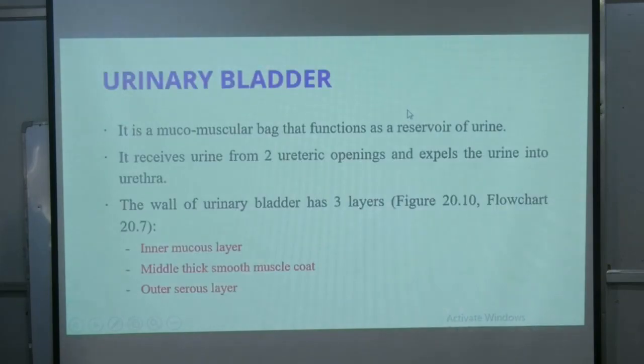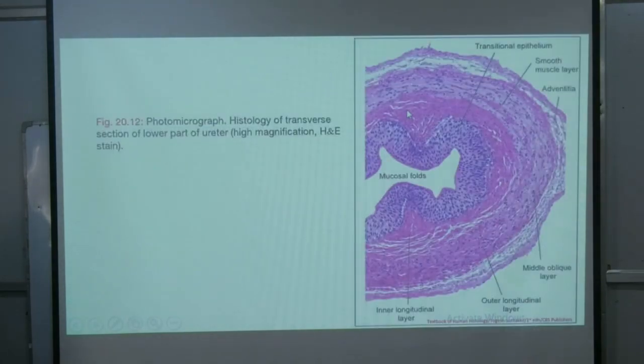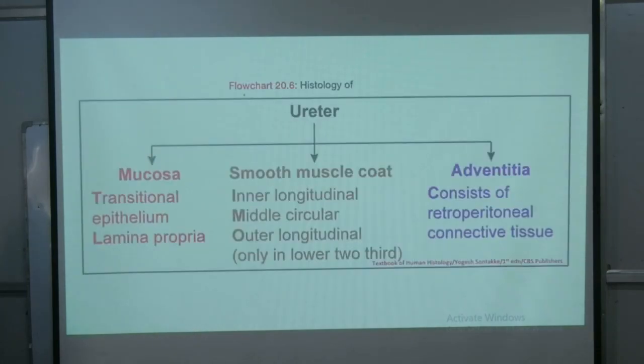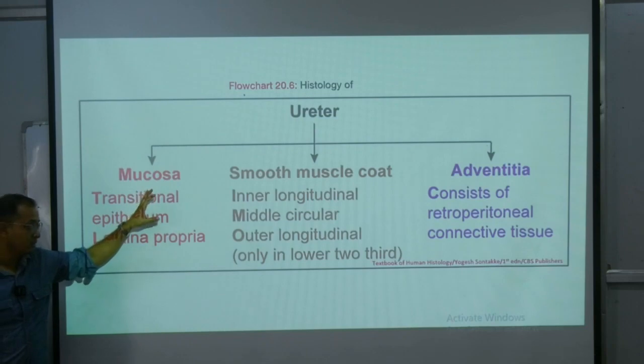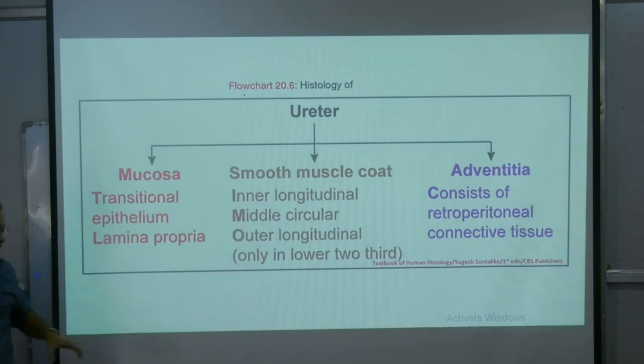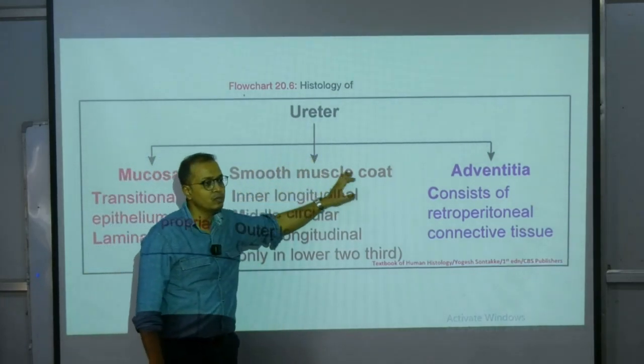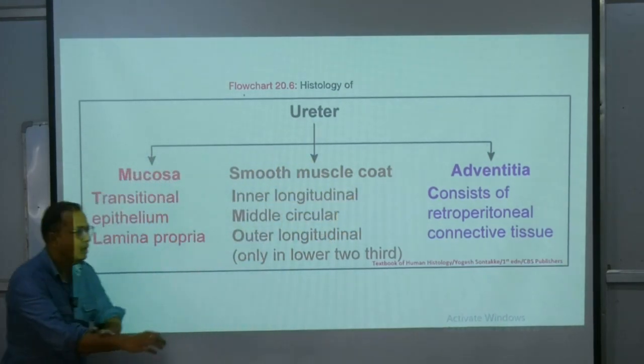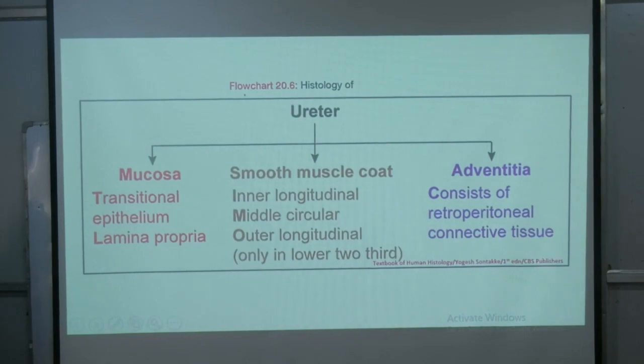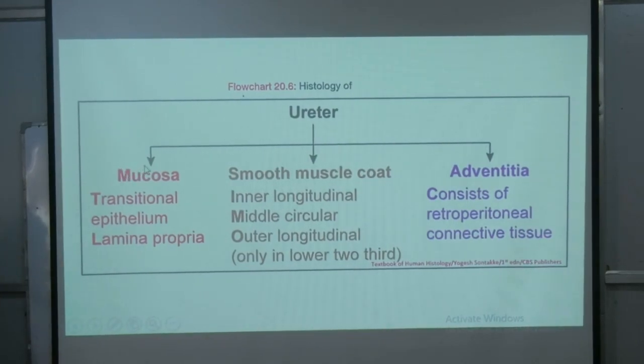So this is about the ureter, and if you have to memorize, you have to memorize these basic principles: mucosa, muscle layer, and adventitia. This is what we are going to see. The muscle coat in this tube is quite thick compared to the other tubes which you are going to learn. The mucosa is specific.